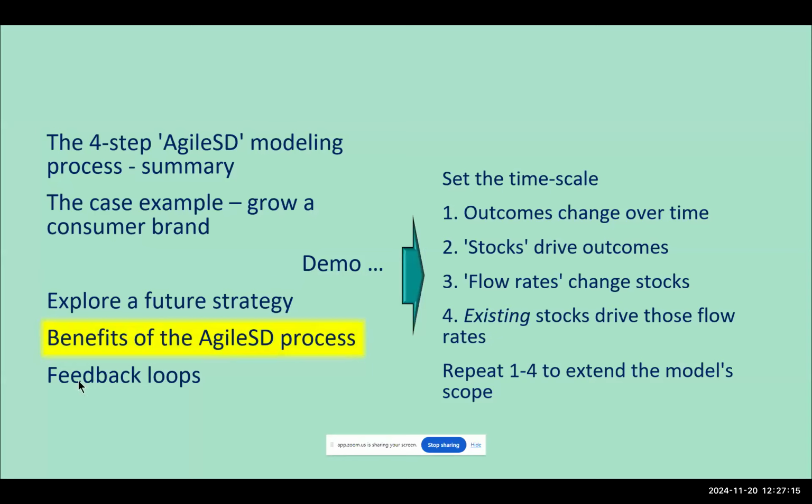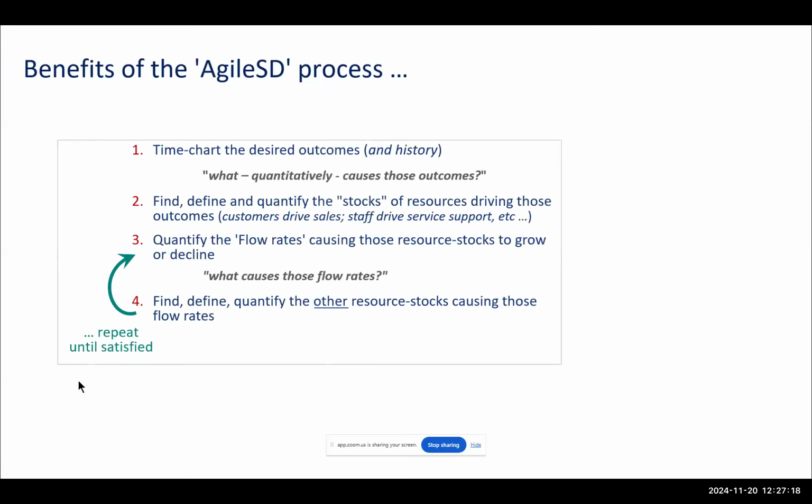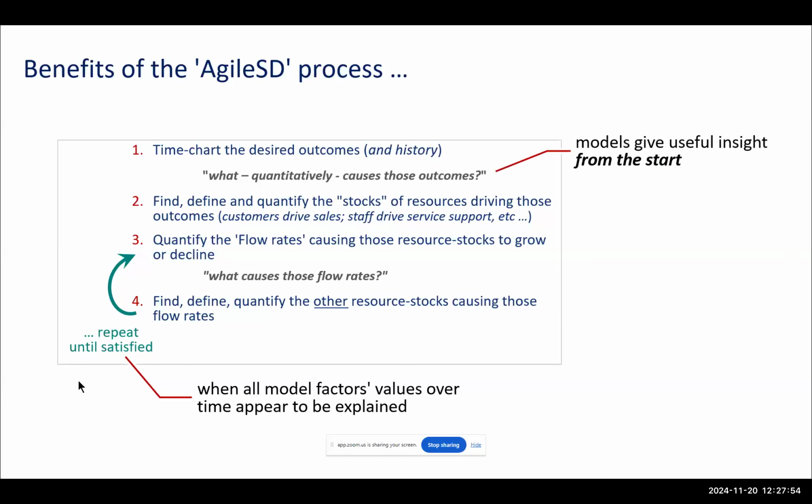So let me just go through the benefits of this agile process. This is just a single image of that process. First of all, what do I mean by that thing that says go round that process as many times as necessary until you're satisfied? Well, until all the model factors' values over time appear to be explained. You can stop when you've reached that point. Just check with anybody else involved that there's nothing else missing. But when you've got a good match between the values of all the items in the model and the real values that you've got, then you've got a good explanation for the outcomes.